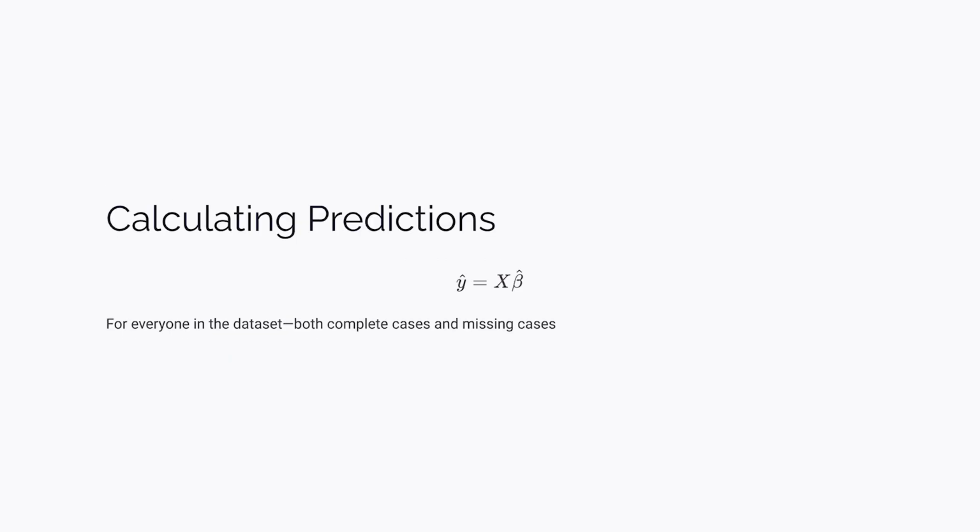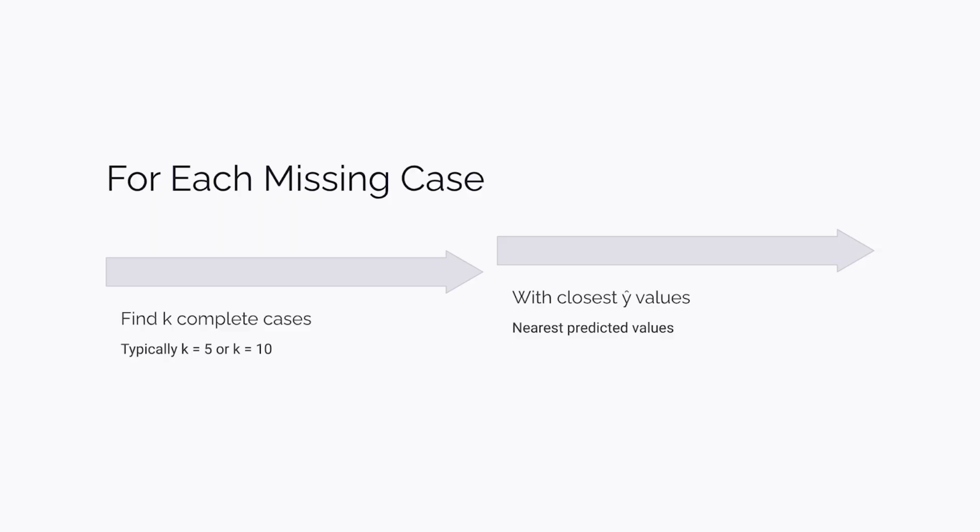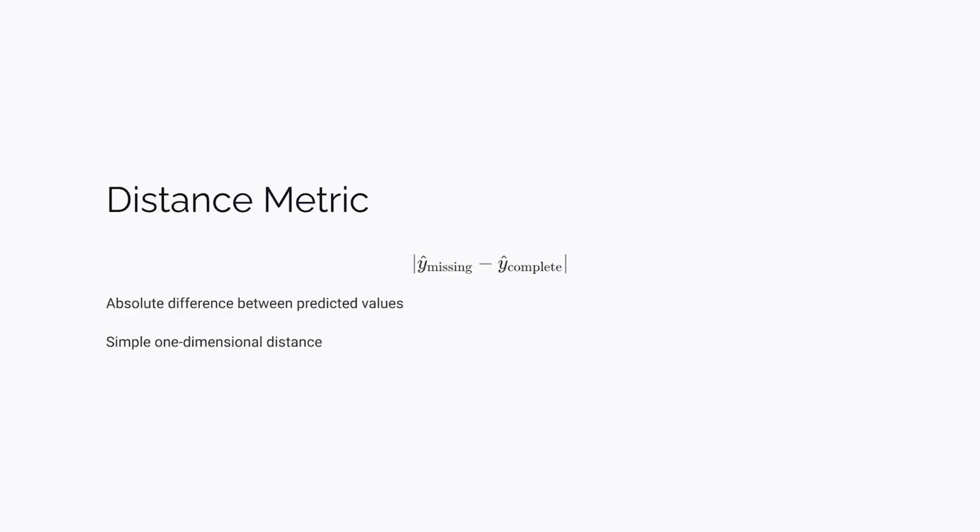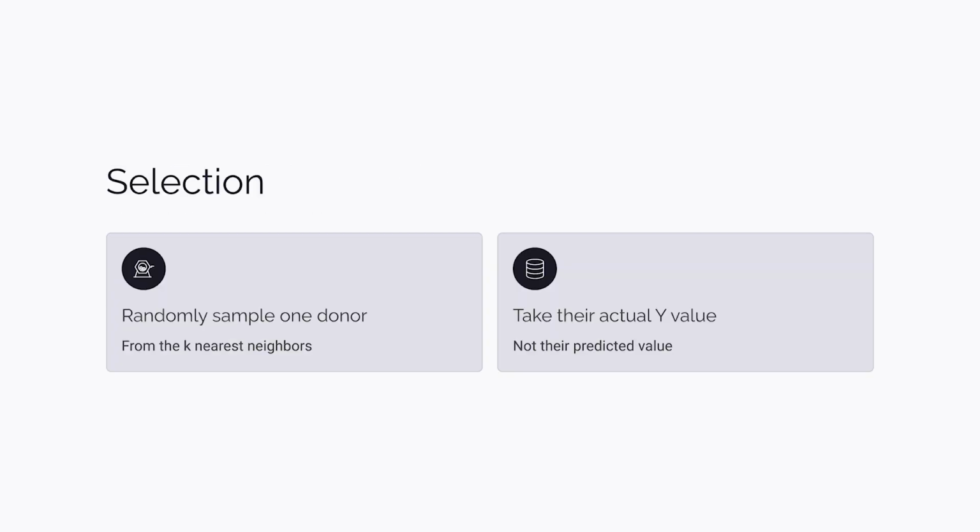Then we calculate predicted values for everyone. Y hat equals x times beta hat. For each missing case, we find the k complete cases with closest y-hat values. Distance is just the absolute difference, simple one-dimensional distance. We randomly sample one donor and take their actual y value.